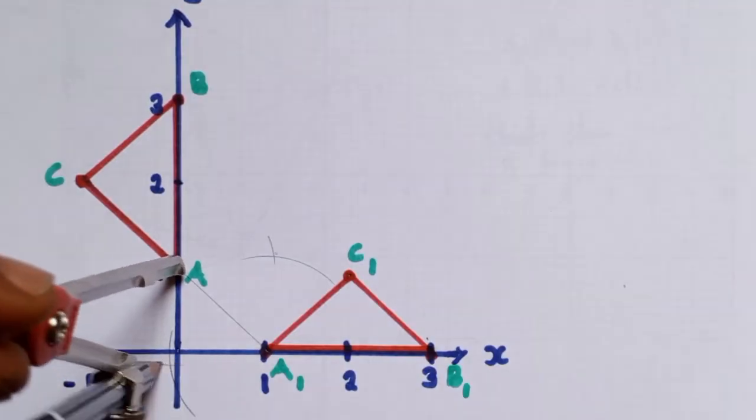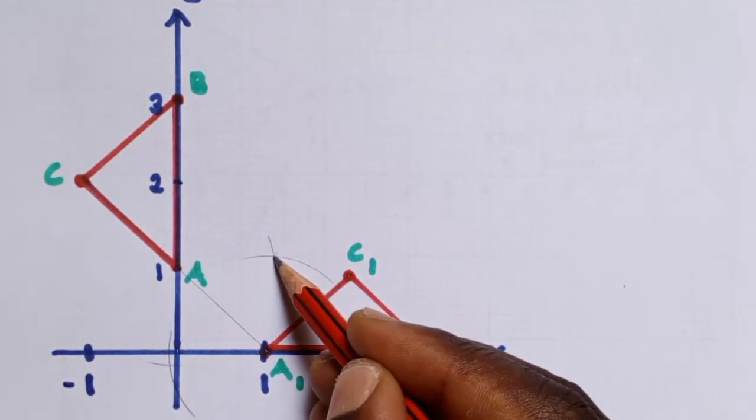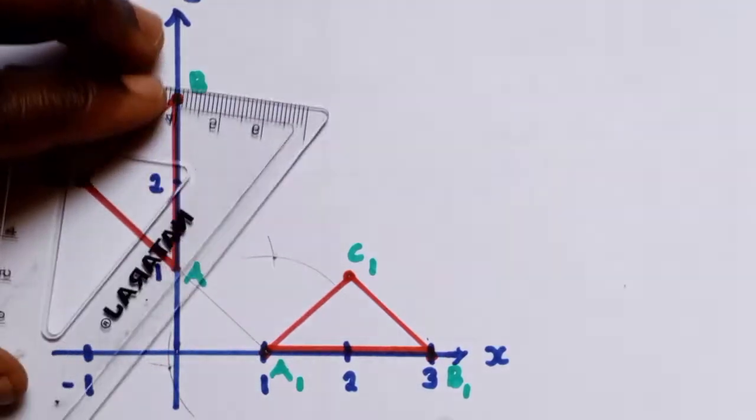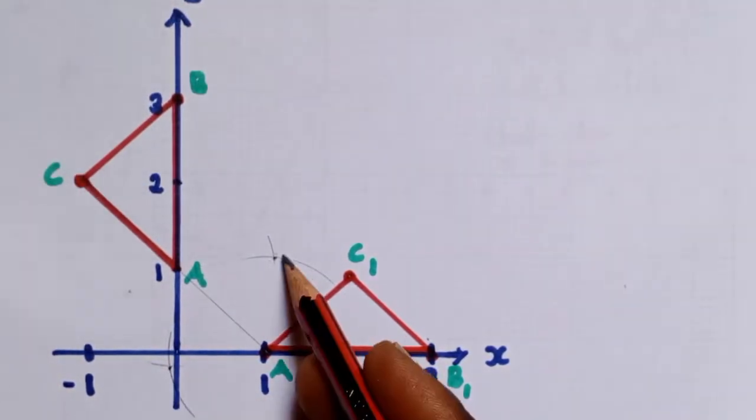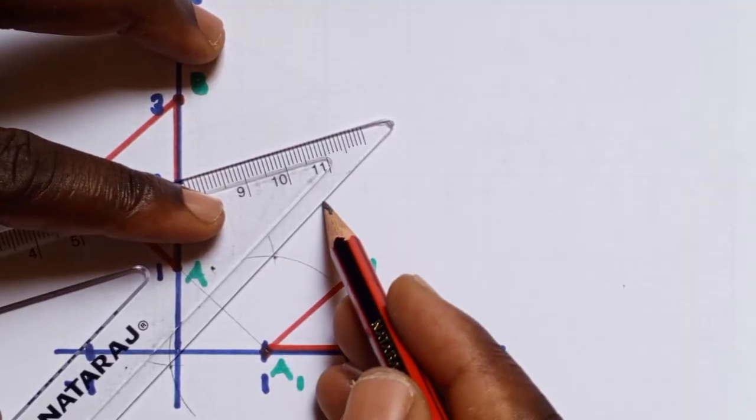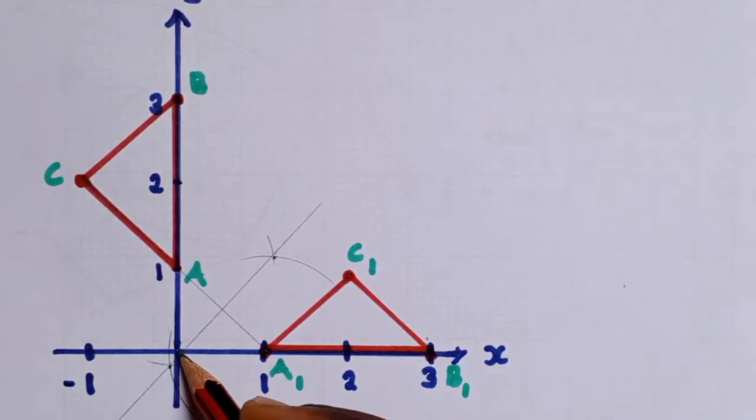So we want to find the intersection of these arcs. So the arc here and this one, they are meeting over here. This one, they are meeting right here. So once you do that, you get your ruler and join these two points. Okay, so I'm joining the two points. So after joining, you see that it's passing right here at the center.